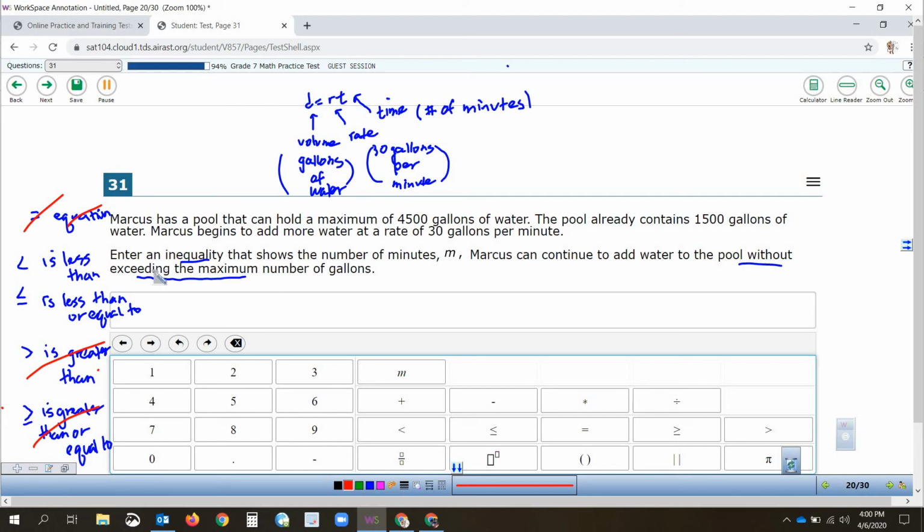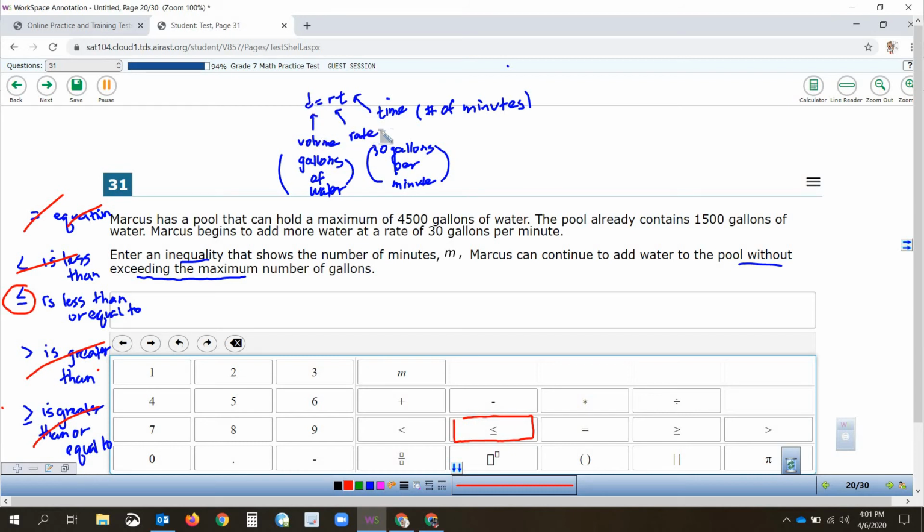If you reach the maximum, have you exceeded the maximum? The answer is no. So we can be less than, or we can be less than or equal to. So this is what we want right here. So we're looking for less than or equal to. So when we go to pick our answer, that's the one we're going to want.